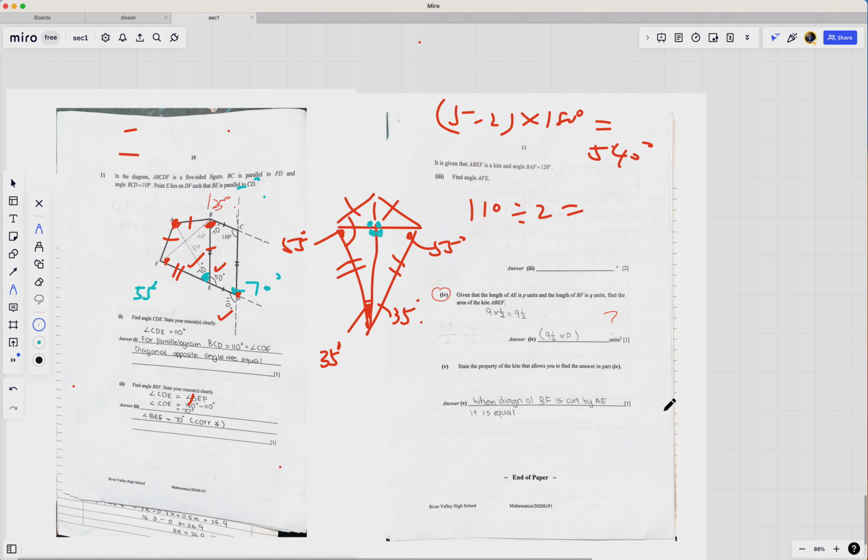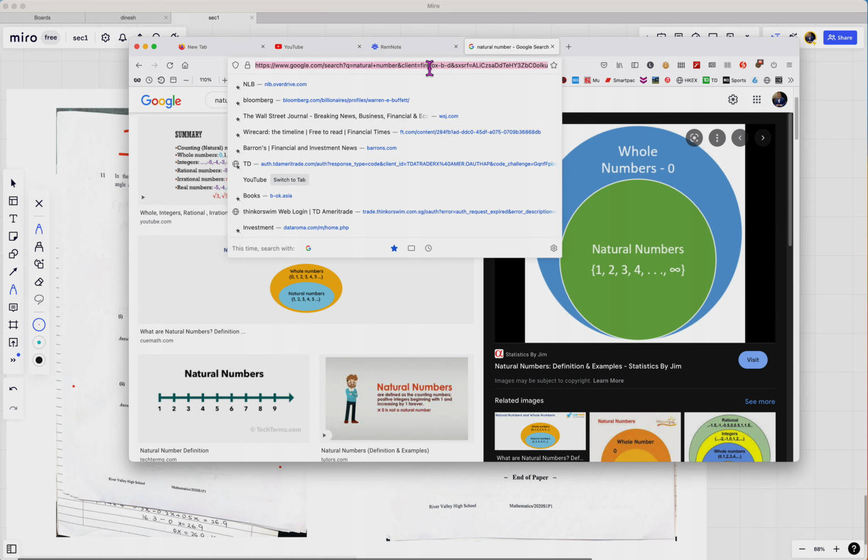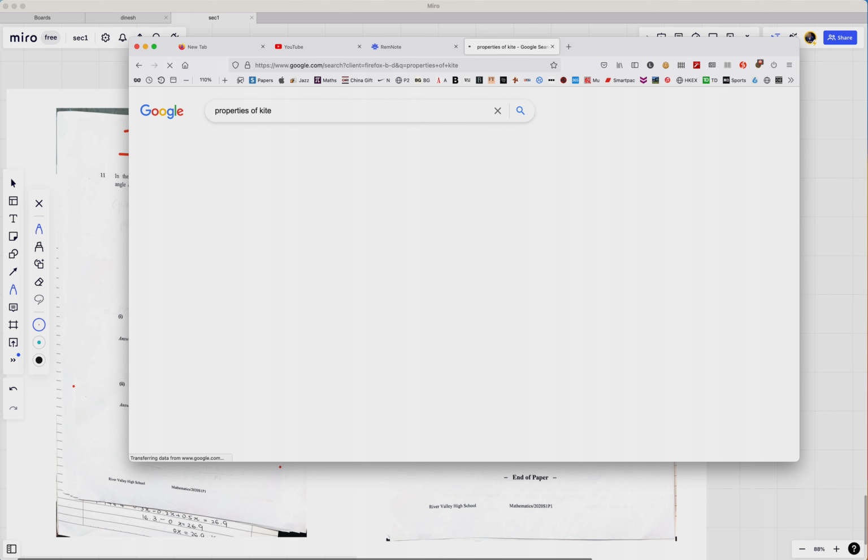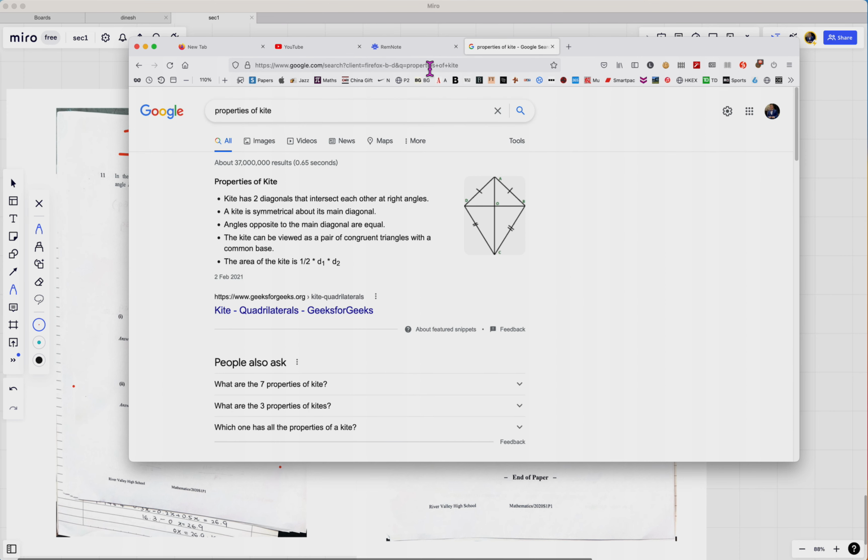Is there any property of a kite that I missed out? I think no, because I went to check the properties of a kite on my paper. A kite has two diagonals that intersect each other at right angle, which I know. This is 90. Just give me 35. I know. So this one no need. This one no need.